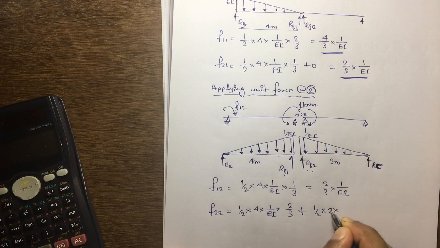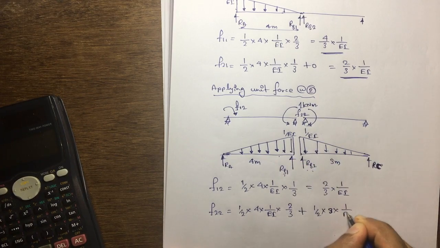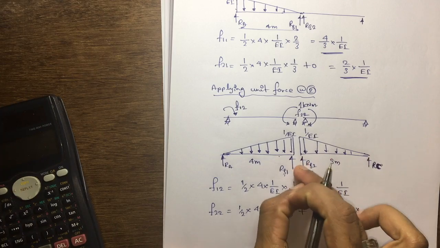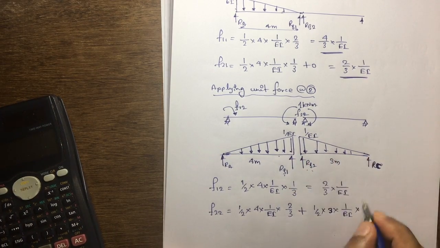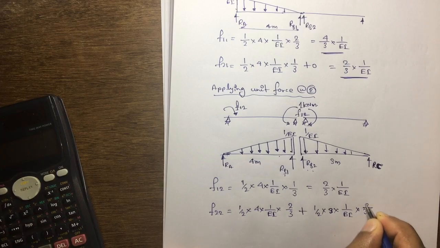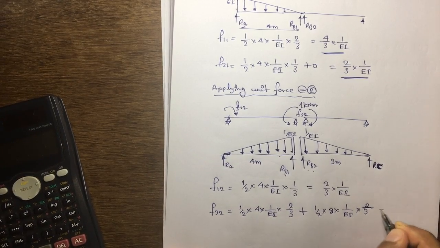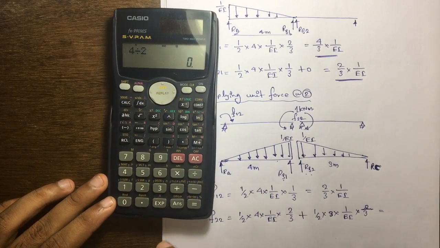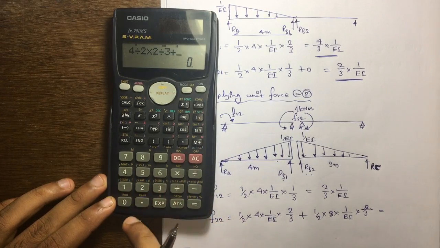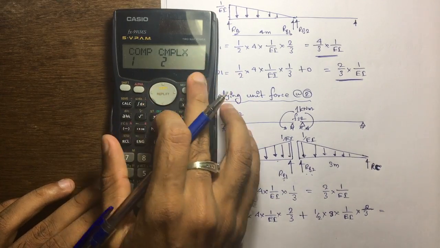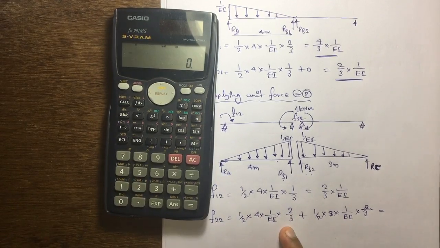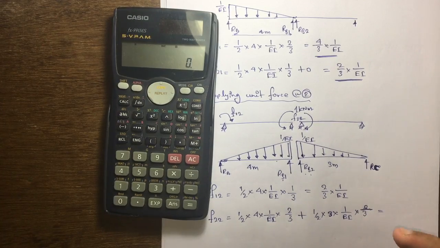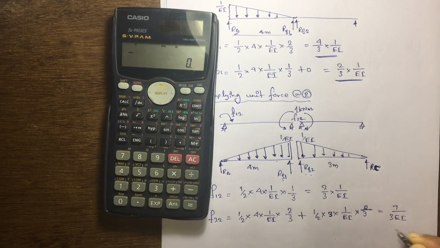into height is again same, 1 by EI into, I am calculating reaction at RB2, therefore this portion is 2 by 3. So if I simplify this one, 4 by 2 into 2 by 3 plus, so here 2 gets cancelled, 4 by 3 EI, again 3 gets cancelled, 2 gets cancelled, so finally we will end up with 7 by 3 EI.